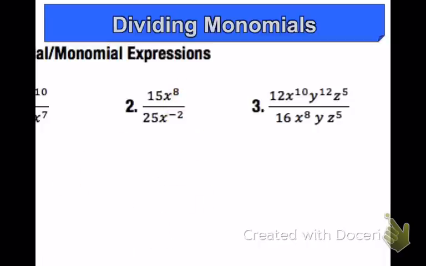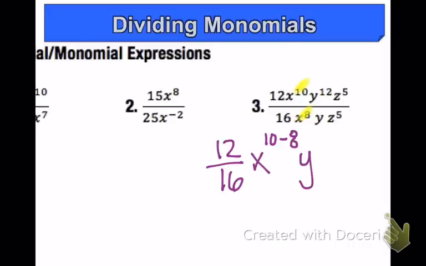Same idea for number 3. We're going to go ahead and rewrite the fraction, 12 over 16. I'm going to take my x. I'm going to subtract the powers, which are 10 and 8. So it's going to be 10 take away 8. I'm going to do the same thing for the y's. y is going to be 12 minus, there's no number on the y. Remember, it's an invisible 1.